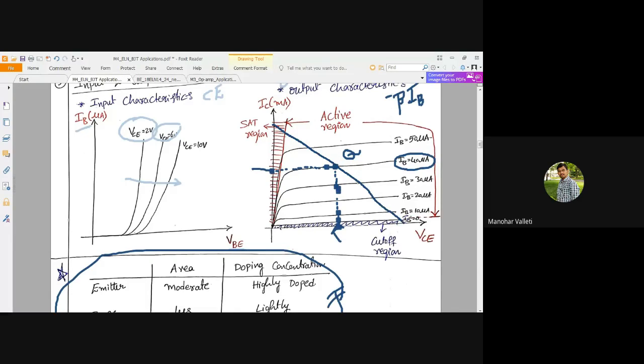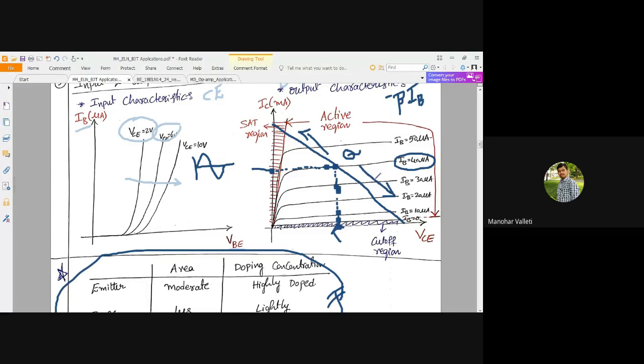The Q point, quiescent point, means the DC values of the circuit. For the circuit to be operated as an amplifier, this Q point has to be maintained in the middle of the active region. If this Q point is moving towards the saturation region, then if you apply some sinusoidal input like this, at the output side the positive peak will be clipped. Means some information you lost at the output of the amplifier. Or else if the circuit has the Q point moving towards the cutoff region, then the negative peak at the output will be clipped off.